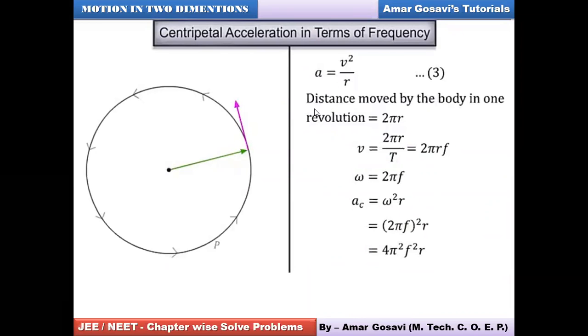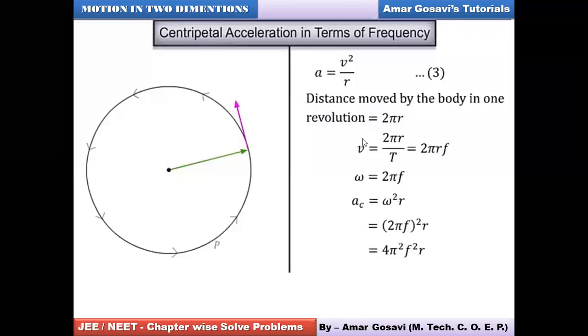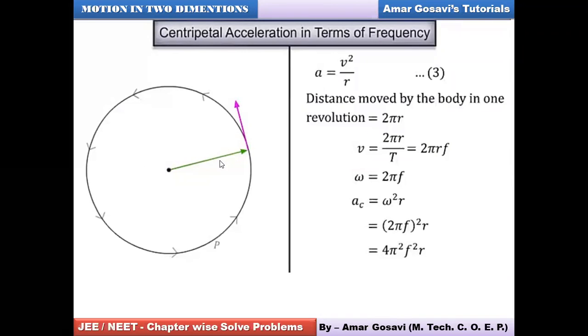Now let's talk in terms of distance. Distance moved by body in one revolution. So from one point, if it starts moving along the circumference and again comes back to the same point, what would be the distance? Distance would be 2 pi r. Displacement would be 0. Distance is 2 pi r. So the speed or the magnitude of velocity in that case is 2 pi r by t.